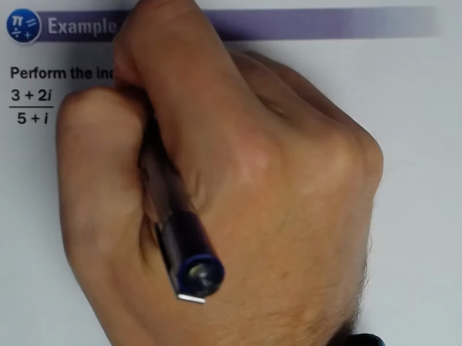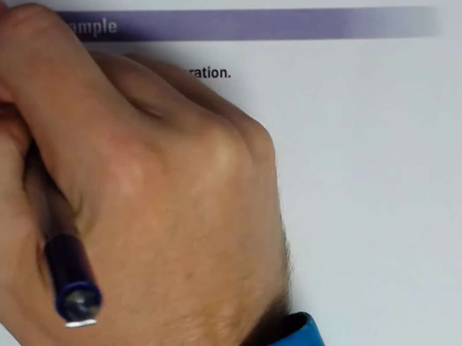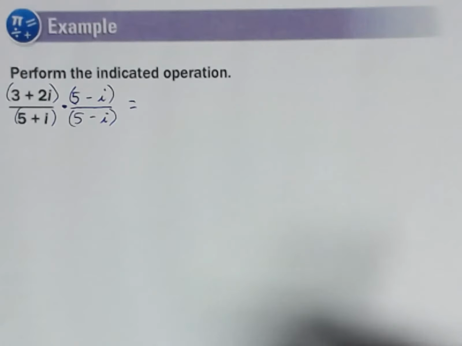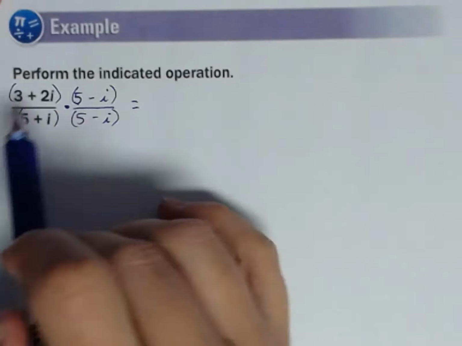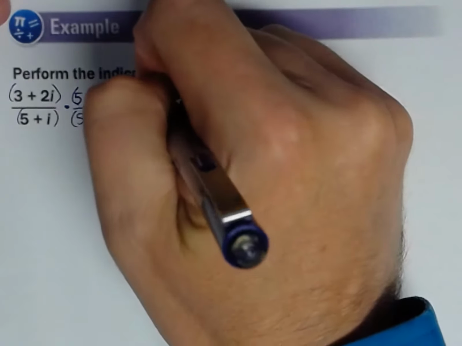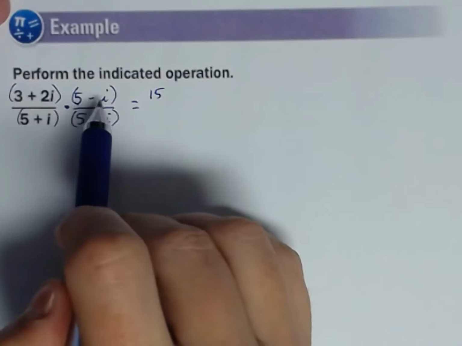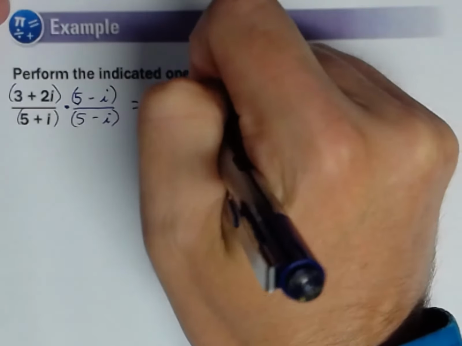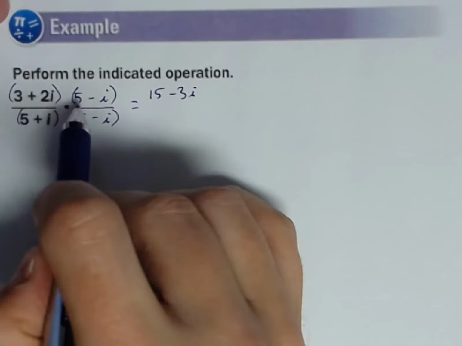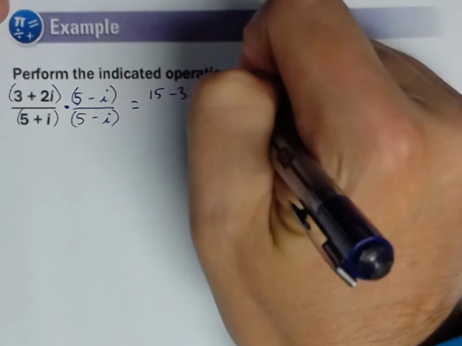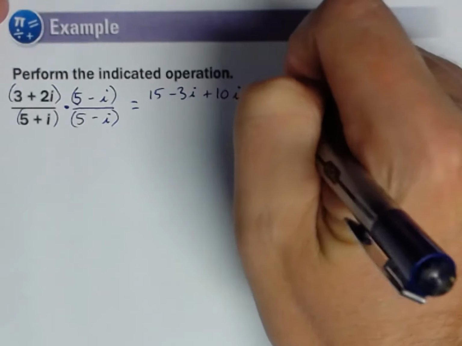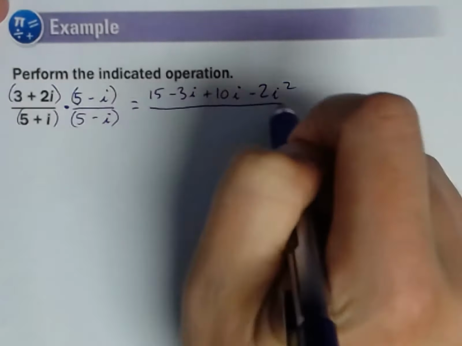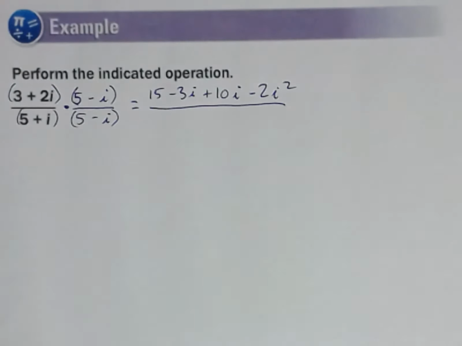So let's go ahead and multiply that through. When I do this, it's not a big deal. I like to just put parentheses around these and kind of make it feel more like when we multiply binomials together. So let's multiply the top through. 3 times 5 is 15. 3 times negative i, so minus 3i. Notice we're just distributing there. 2i times 5, 10i. 2i times negative i would be minus 2i squared. And so we're just going to multiply it through and then we'll simplify it.